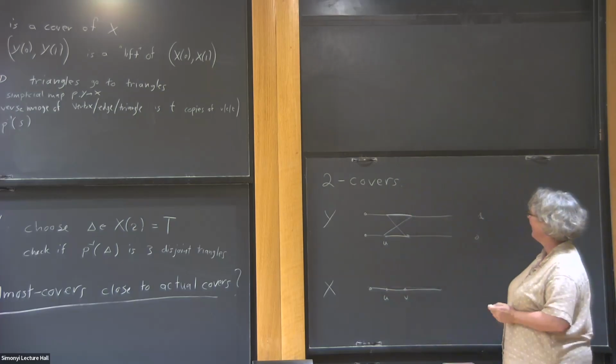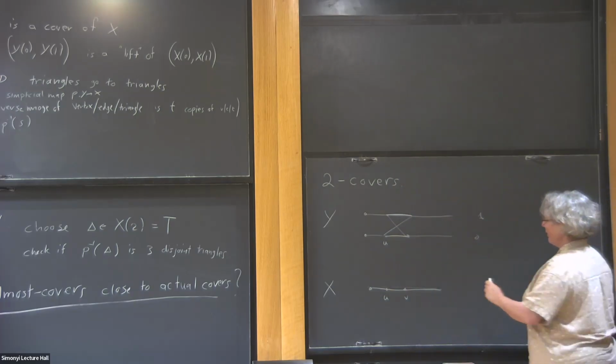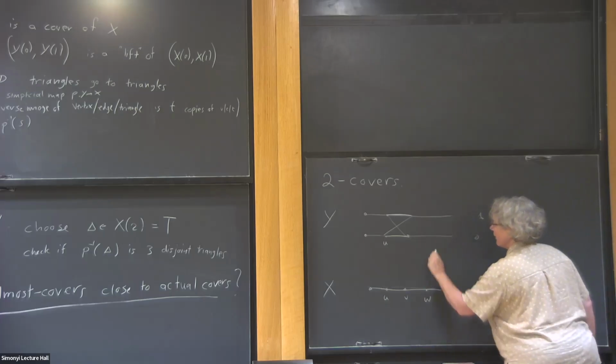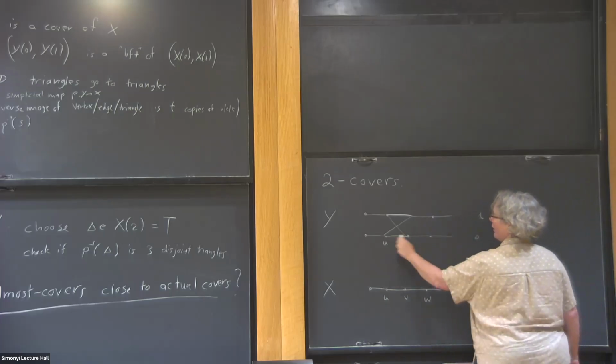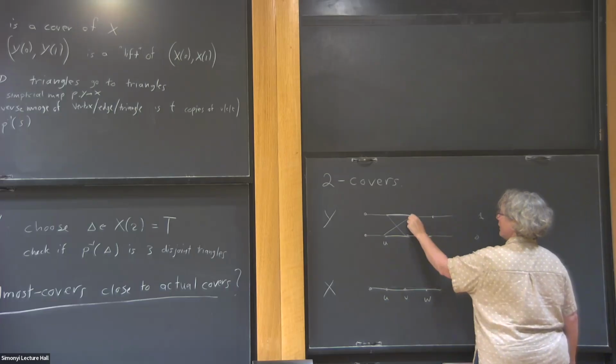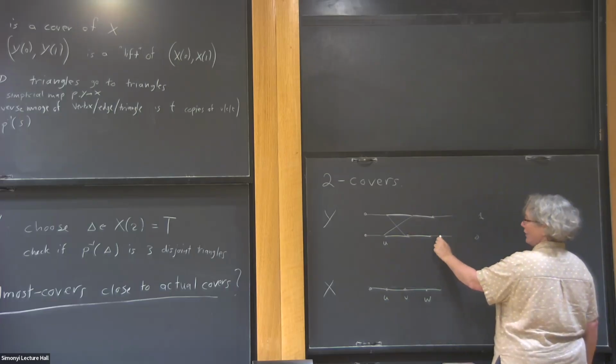2 is nice. Okay, and if I have a triangle UVW, then again I can draw the first edge this way, the second edge this way, but then the third edge is forced.